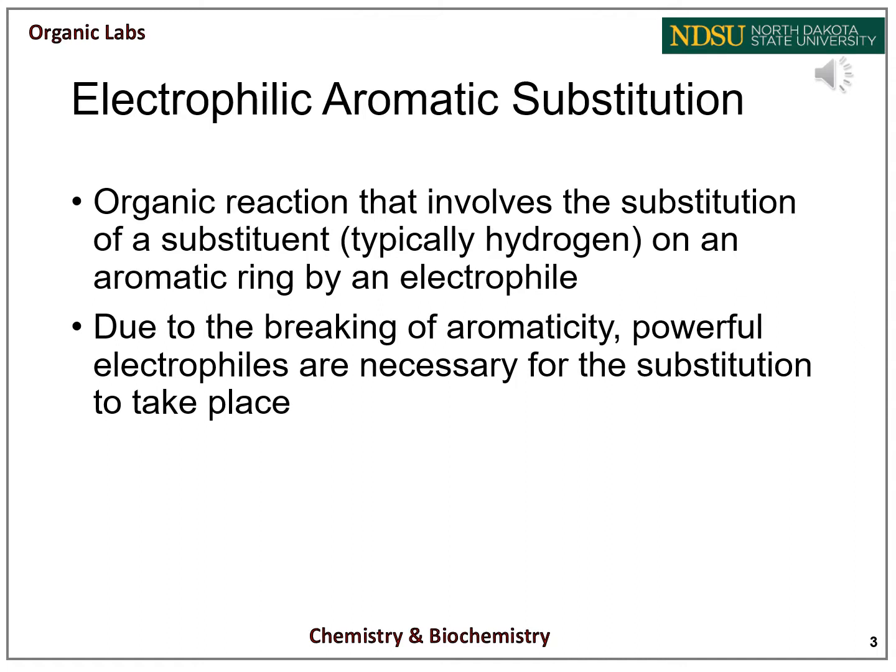The type of reaction we'll be doing in this lab is called electrophilic aromatic substitution. Electrophilic aromatic substitution is a reaction that involves the substitution of a substituent, which is typically hydrogen, on an aromatic ring by an electrophile. Due to the fact that we break the aromaticity of the ring, strong electrophiles are necessary for this substitution.